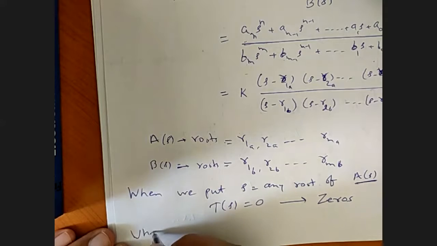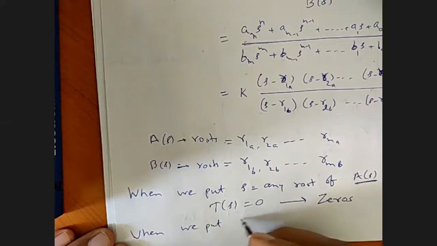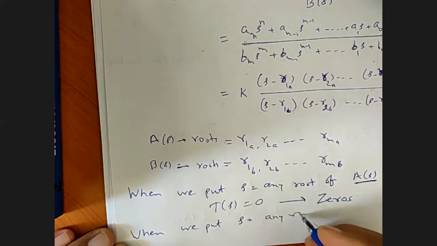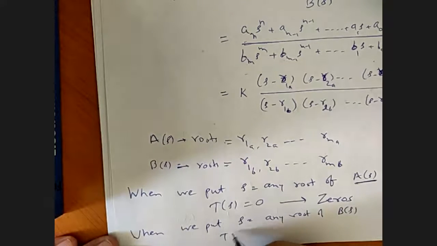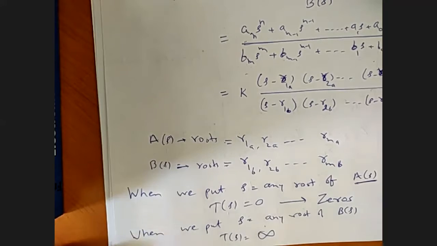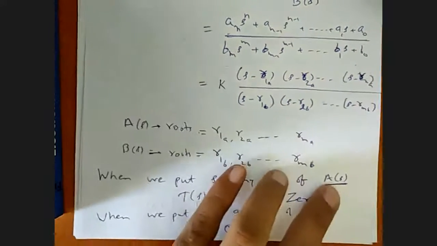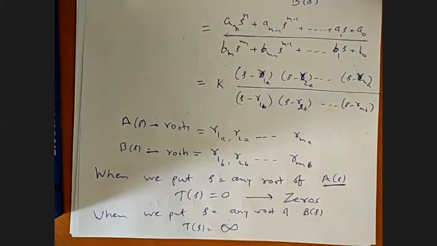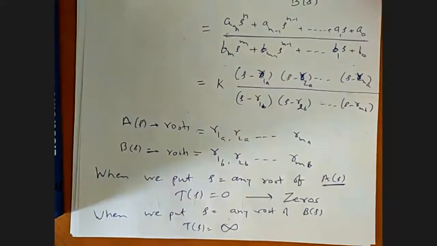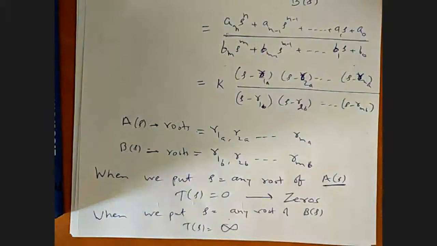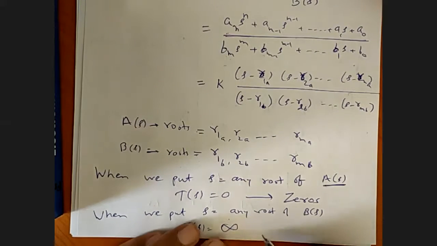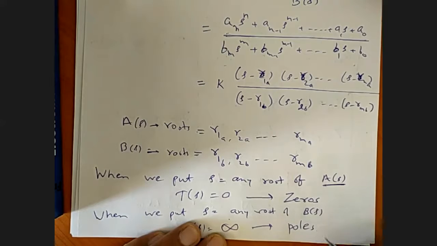And when we put s equal to any root of B(s), then your T(s) will become infinity. क्योंकि अगर A(s) का कोई रूट रखते हैं तो ऊपर वाली टर्म 0 हो जाएगी, तो that will become 0. And when we talk about lower part, तो lower का अगर कोई रूट रखते हैं तो it will become 0 on lower side, so it will become k upon 0, that means infinity. So that's why they are known as poles.